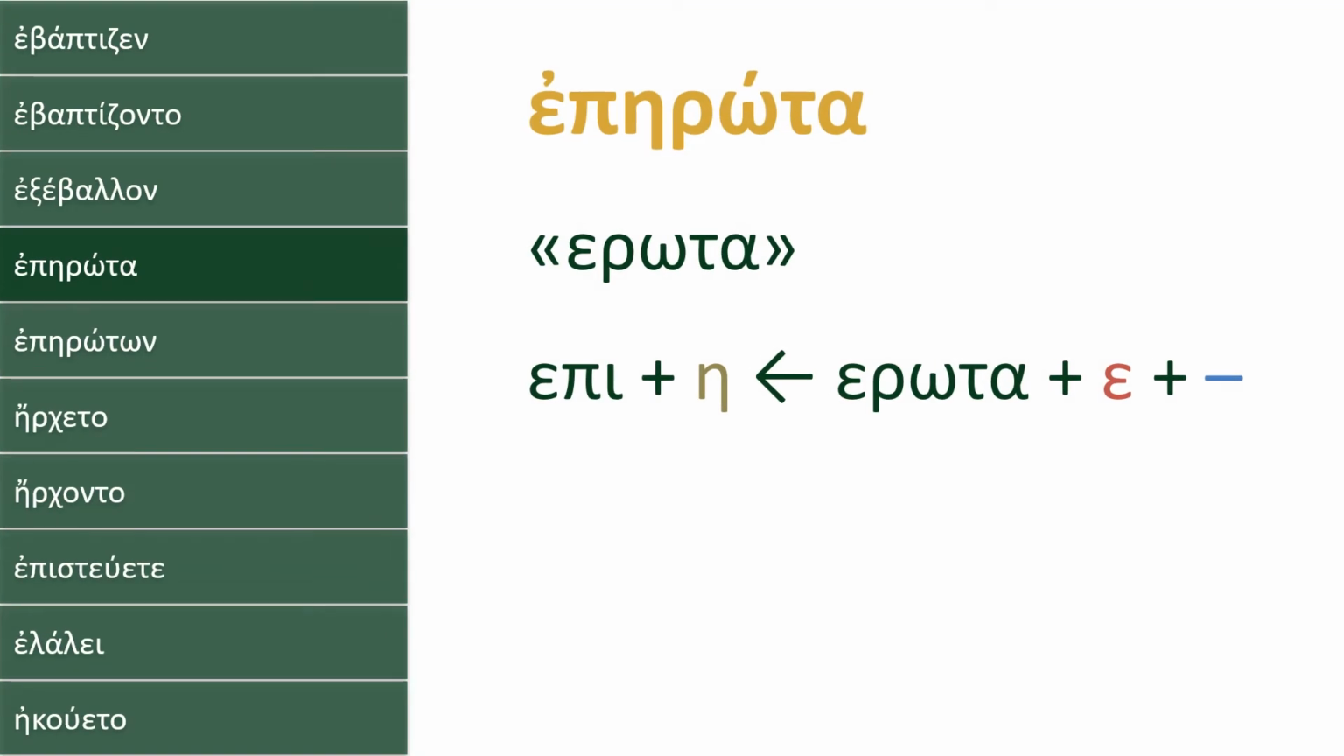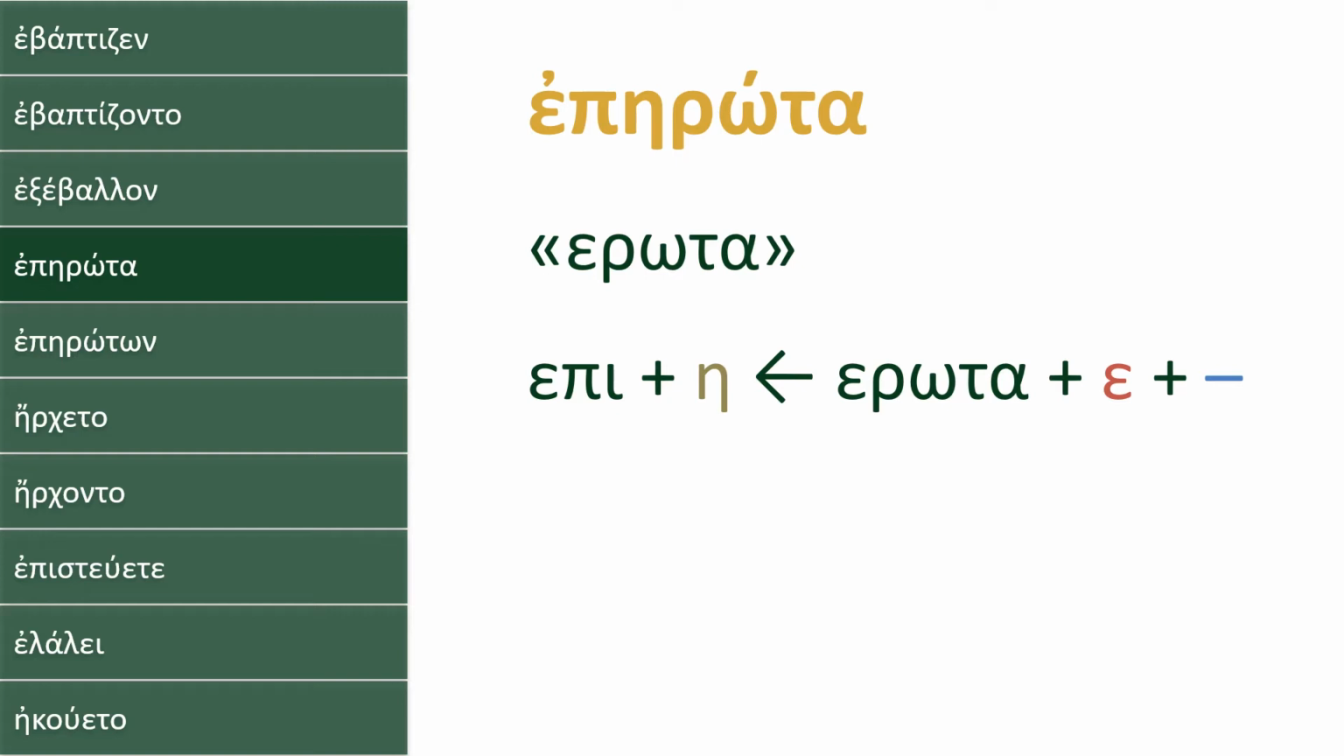Ἐπηρώτα, he, she, or it was asking, imperfect active indicative third person singular, from ἐπερωτάω, I ask. The formation of this one is quite complex because there are several things happening at the same time. The verbal root is ἐρωτα. We have the preposition ἐπι in compound, but the final iota of ἐπι drops out because it's followed by another vowel. Then we have a vocalic augment. The initial epsilon on the root ἐρωτα augments to eta. It lengthens. Typical vocalic augment.